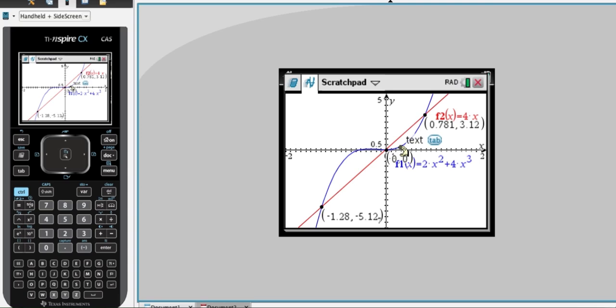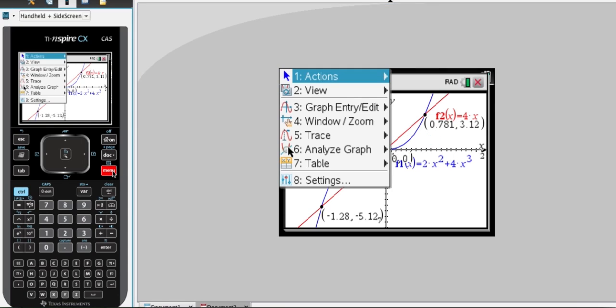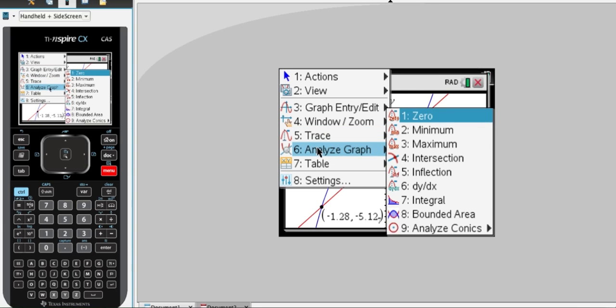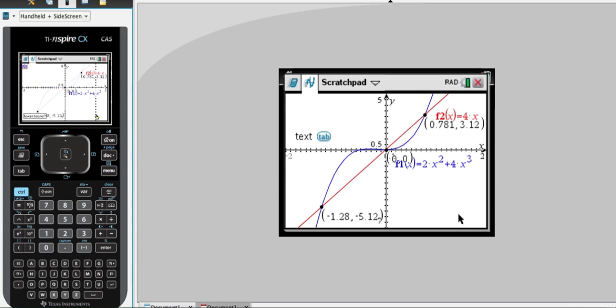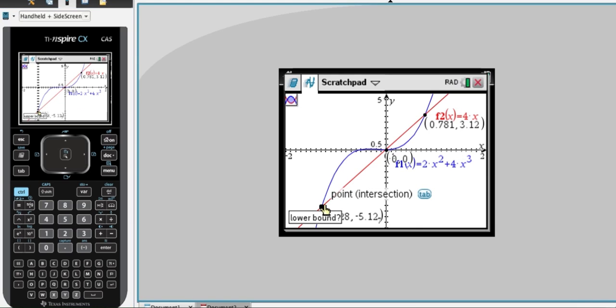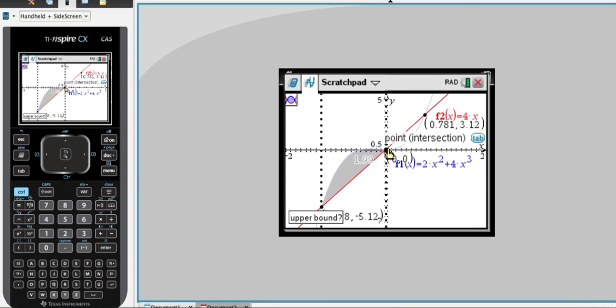And so now that we have the intersection points of the two functions, we can go to menu, analyze graph, and then bounded area. And we can select the point of intersection as the lower bound point, and then the point of intersection as the upper bound point. And this gives us 1.99 as the area between the two curves in that region.